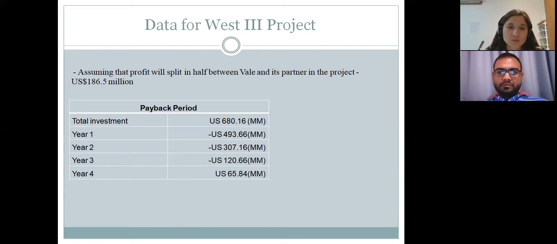Also, we calculated the payback period of the investment, but in this case, we assume that they will split their net profit with the other company, the partner in the project. Therefore, the payback period is 4 years for the total cost of the investment.